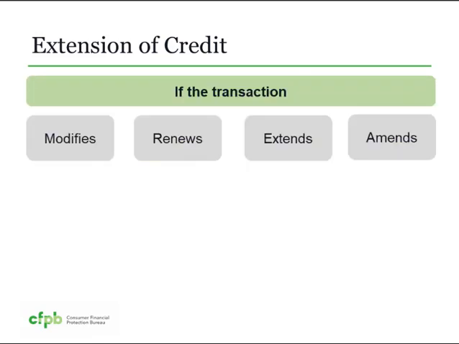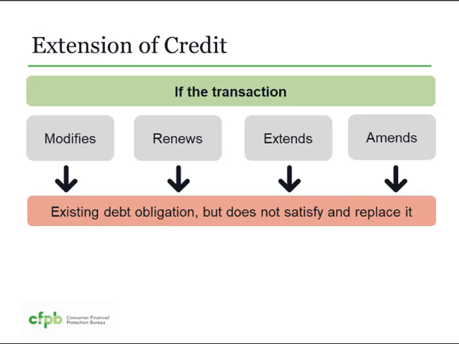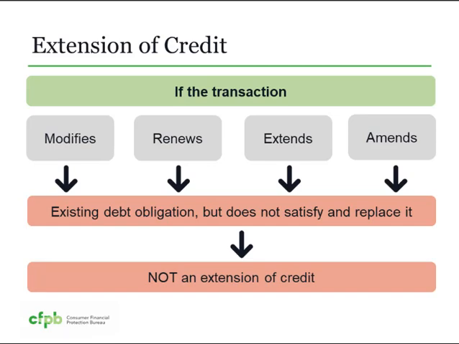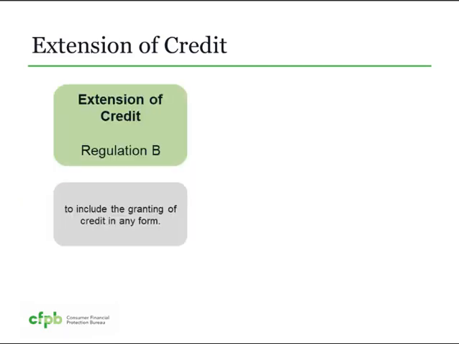In general, if the transaction modifies, renews, extends, or amends the debt obligation but does not satisfy and replace it, the transaction would not be considered an extension of credit under Regulation C. Note that the term extension of credit has a different meaning under Regulation B, which interprets the Equal Credit Opportunity Act. Under Regulation B, Section 1002.2q, extension of credit means the granting of credit in any form, including the renewal of credit and the continuance of existing credit in some circumstances.